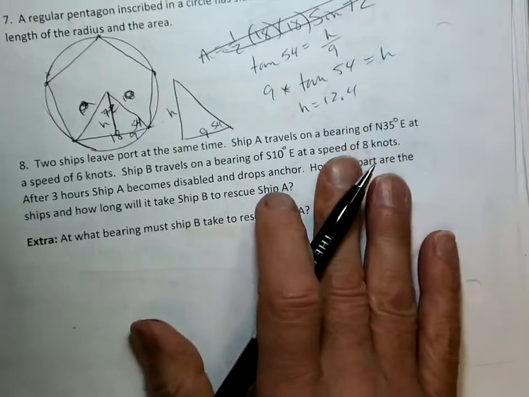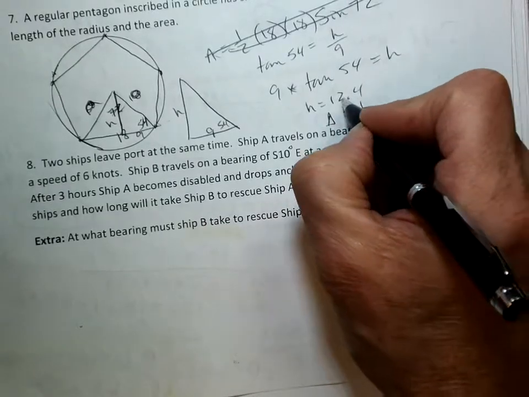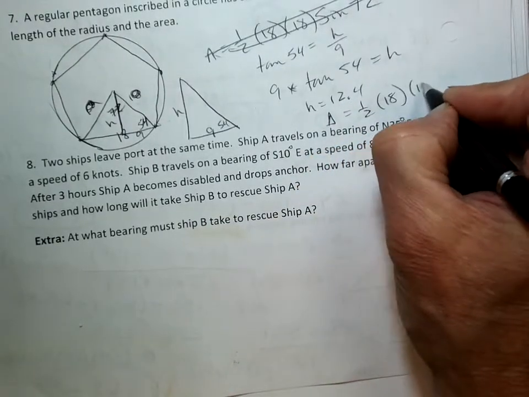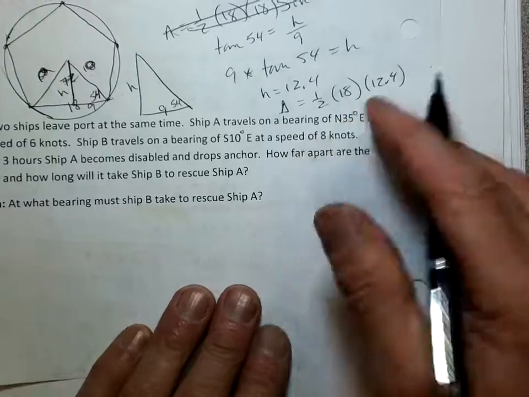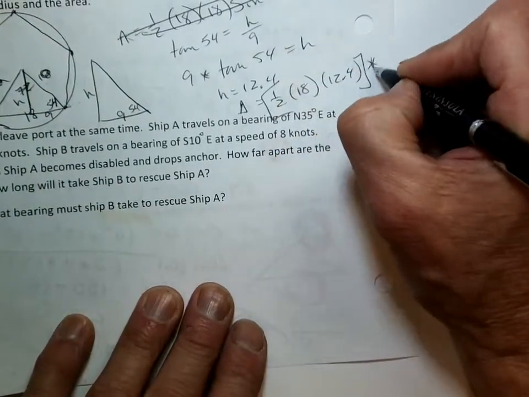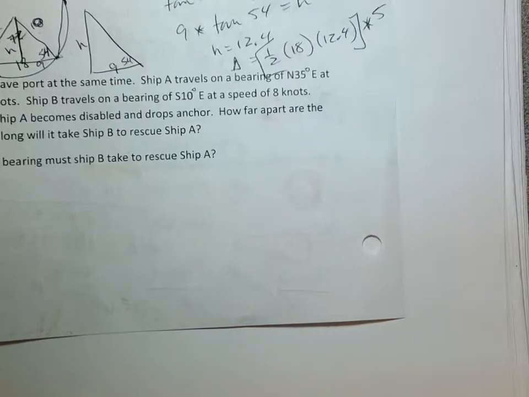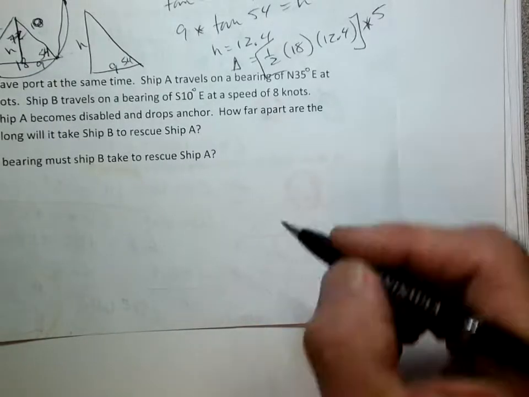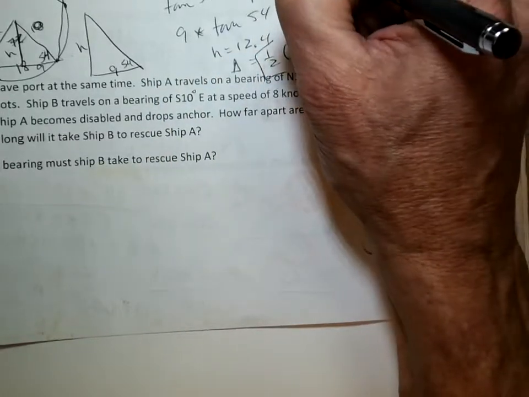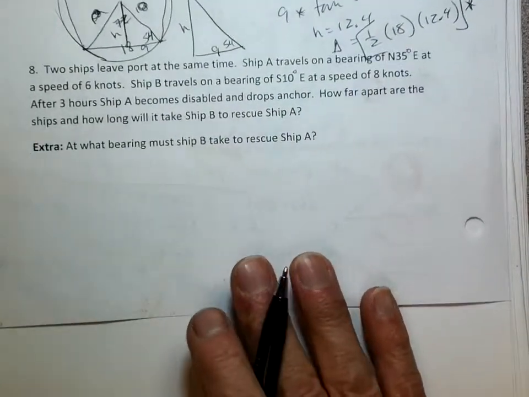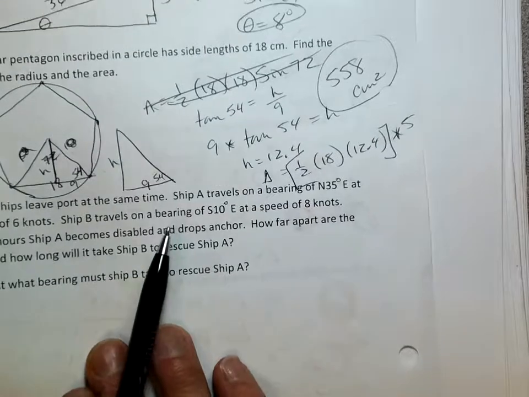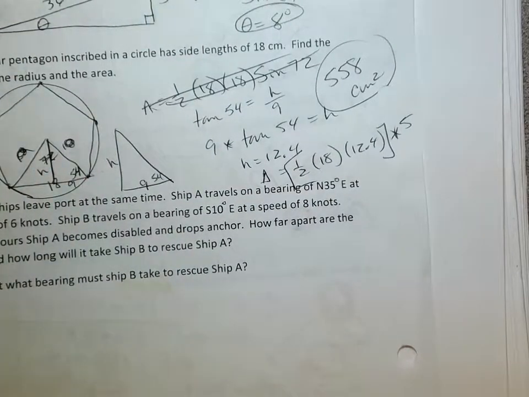Now I can find the area of the triangle, which is 1/2 base times height. And I'll multiply that times 5, because there are 5 of those triangles. Let me do that in my calculator. 0.5 times 18 times 12.4 times 5, and I get about 558 centimeters squared. Oh, I just did the whole thing in my calculator.